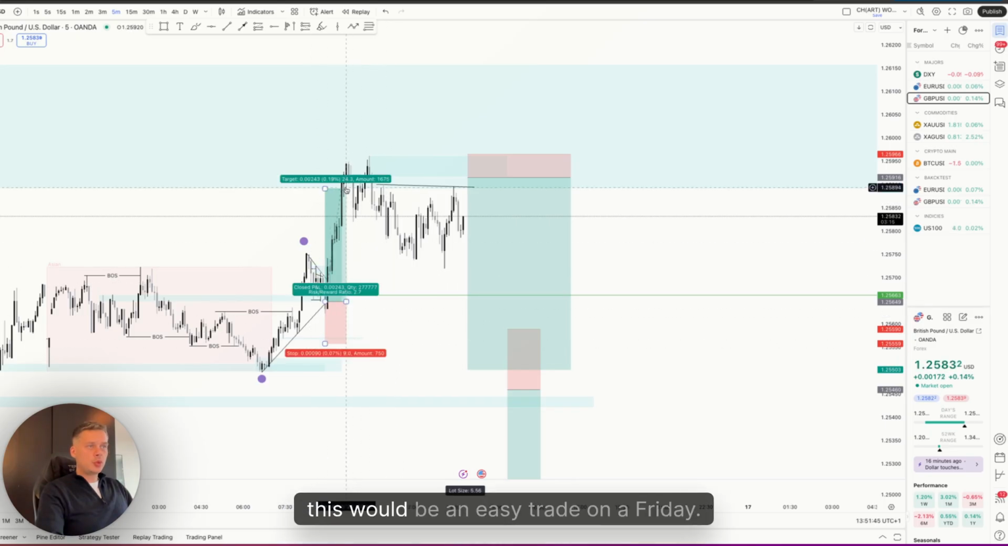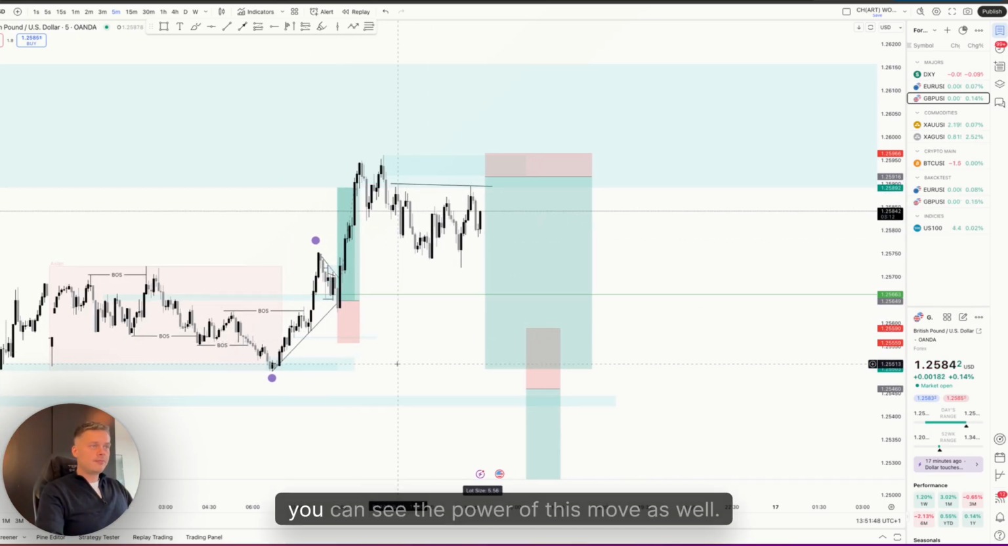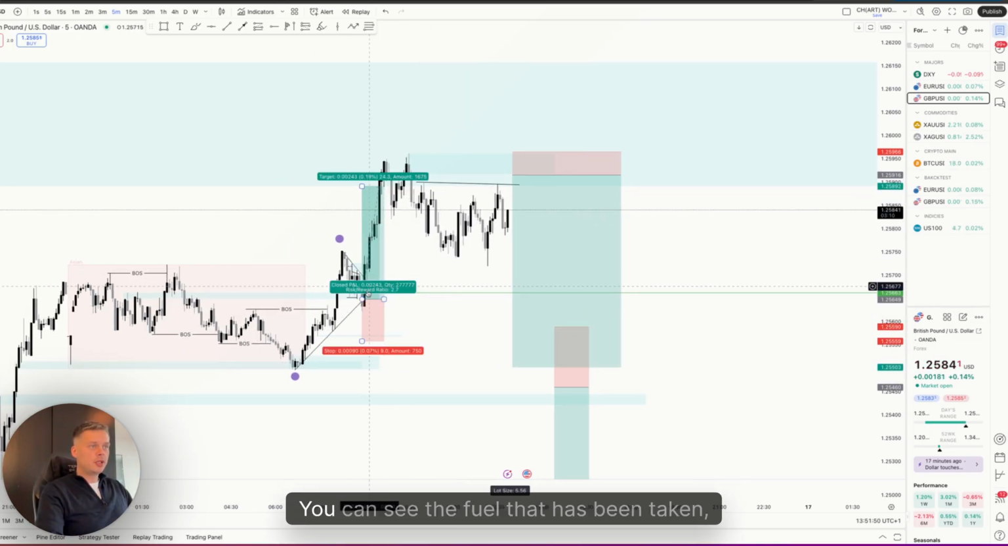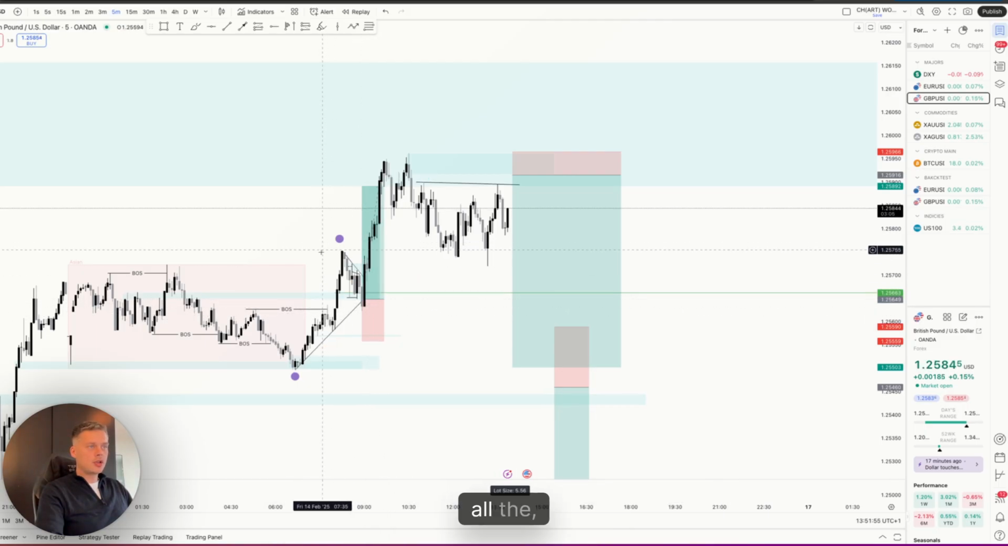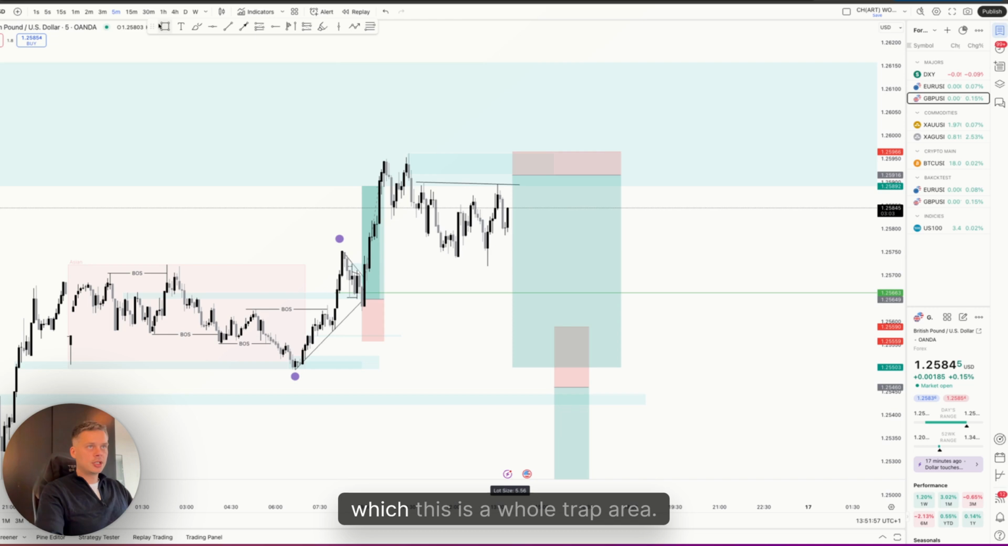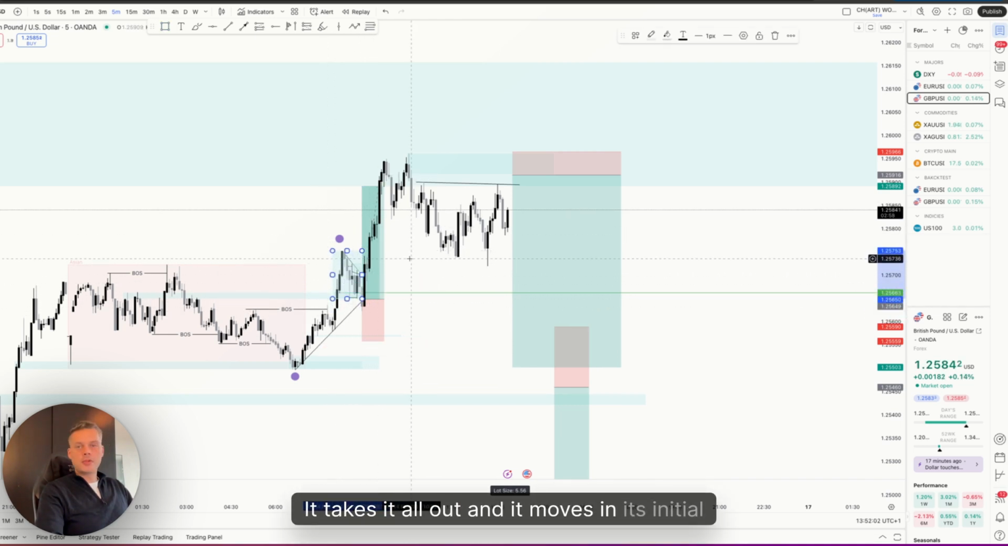So for now, this would be an easy trade on a Friday. You can see the power of this move as well. You can see the fuel that has been taken, all the stop losses, the whole trap area. It takes it all out and it moves in its initial direction.